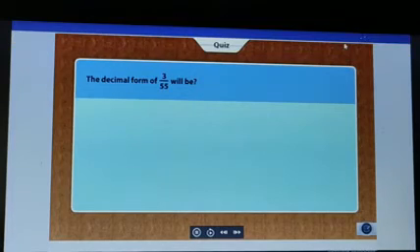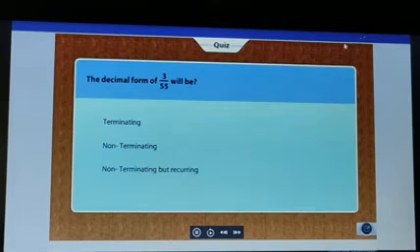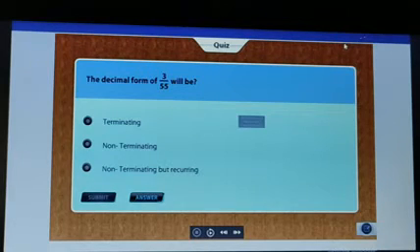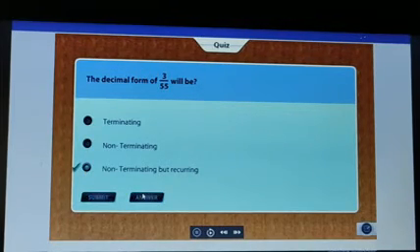The decimal form of 3 by 55 will be, select the correct option and click submit. So 3 by 55, as the prime factorization of 55 is 5 and 11. As 11 occurs in the prime factorization of the denominator, and if the denominator has any number other than 2 and 5, then it will be non-terminating but recurring. So I'll put this option. Yes, it is non-terminating but recurring.